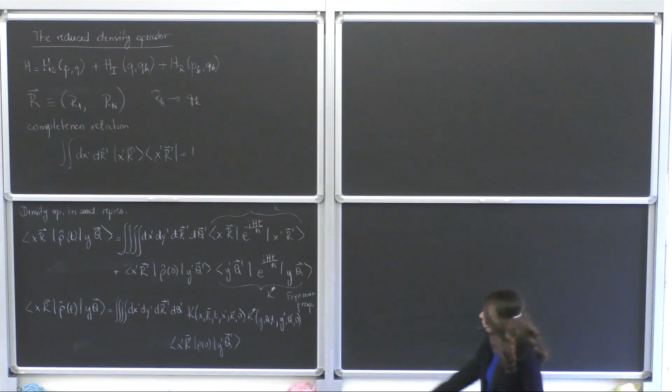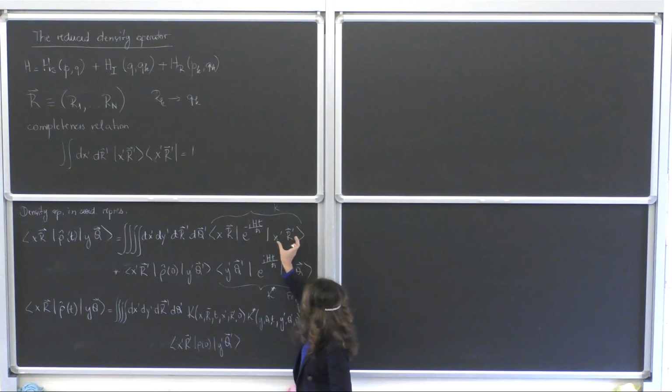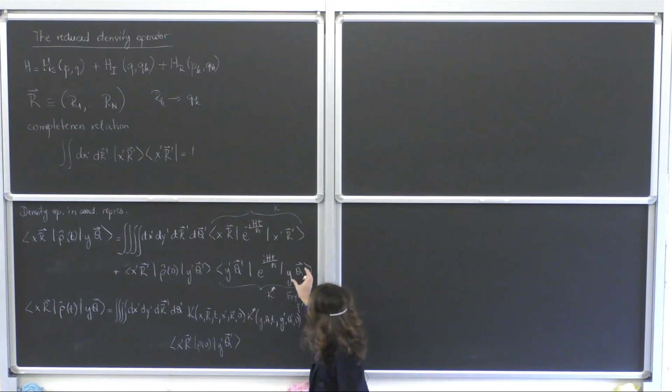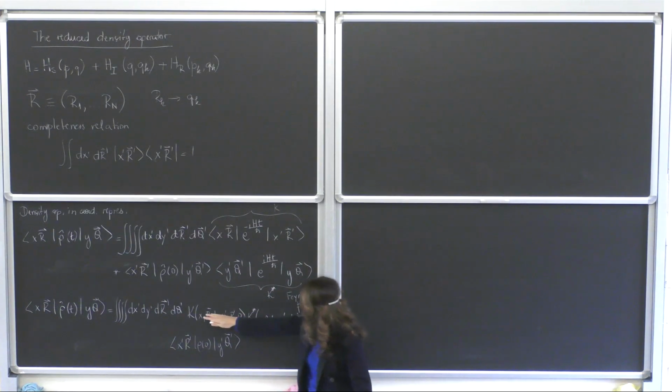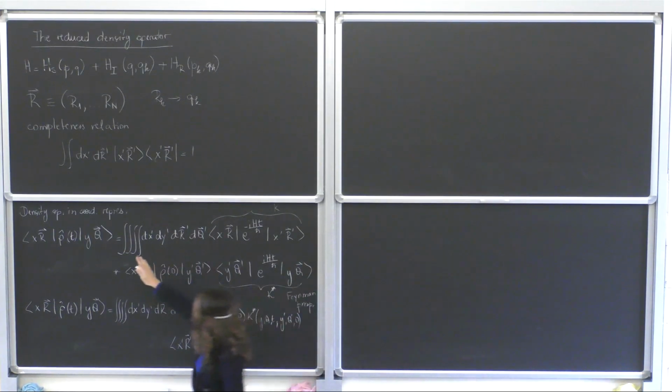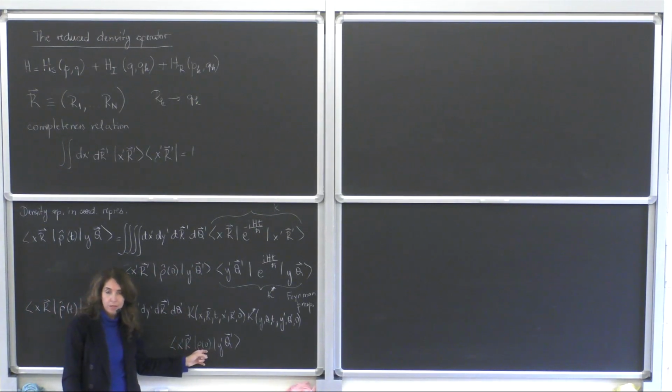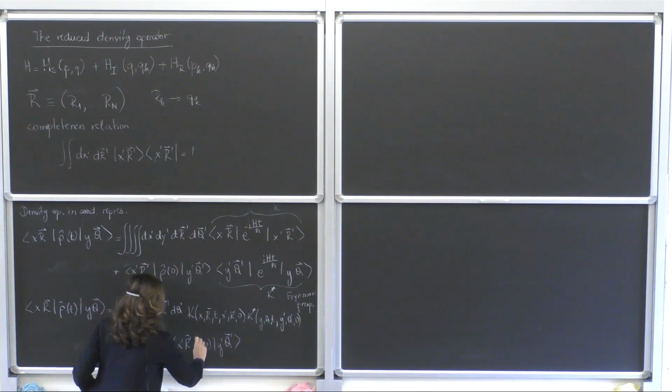Okay? So this is the Feynman propagator of the entire system from here to here. This is the backward propagator from here to here. So K times K star. And this central part here is the initial density operator, rho 0.